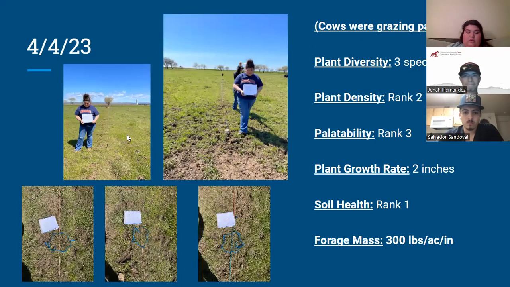And again, for April 4th, the cows were grazing in the pasture. The plant diversity was 3 species along the transect line. Plant density was ranked 2. Palatability was ranked 3. The growth rate was 2 inches. Soil health was ranked 1, because as you can see, the soil wasn't doing so well in decomposing plant material and manure. And the forage mass was 300 pounds per acre.